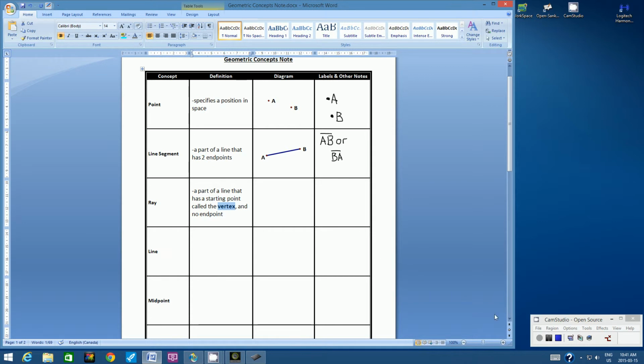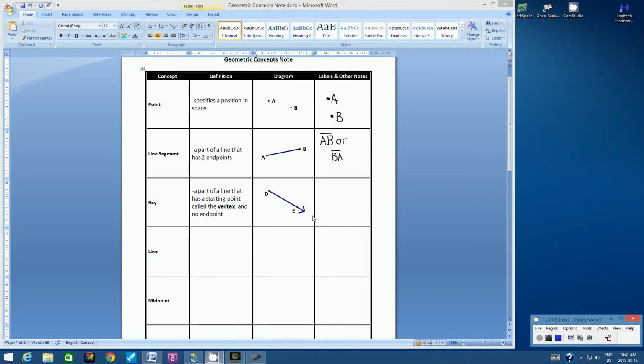So we're going to draw a diagram of this. This is what a ray looks like. It's basically just an arrow. We have the starting point, in this case it's D, and we have no endpoint. E is just a random point on that ray just so that we can label it. And don't forget the arrowhead. The arrowhead is very important to signify that it has no endpoint. It continues on forever.